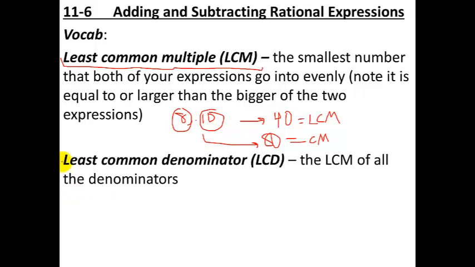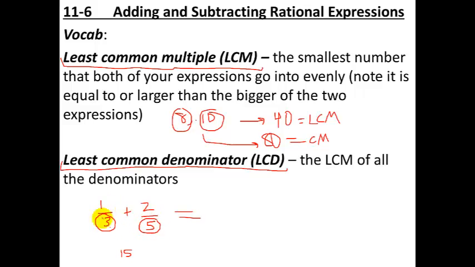Okay, second thing, least common denominator. The least common denominator is just the LCM of your denominators. So if you were adding multiple fractions, like for example 1/3 plus 2/5, in order to add fractions, you have to have the same denominator. You look at this denominator, which is a 3, and this denominator, which is a 5, and you say, what's the lowest common denominator here? 3 and 5 is going to be a 15.